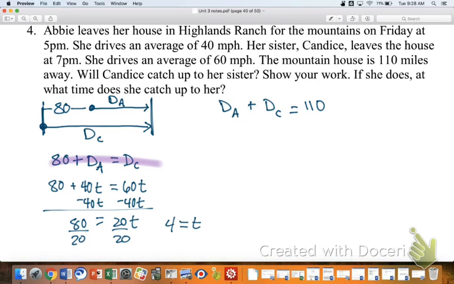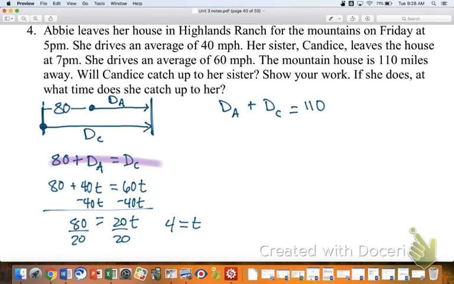Okay, what do you guys think? Is that true? Is distance of Abby plus distance of Candace equal to 110 miles? No. Why not? Because that's how far the mountain house is. And so they both have to drive, don't they both have to ultimately drive 110? Yeah. So I don't think that that's true. I think we could maybe adapt it a little bit.